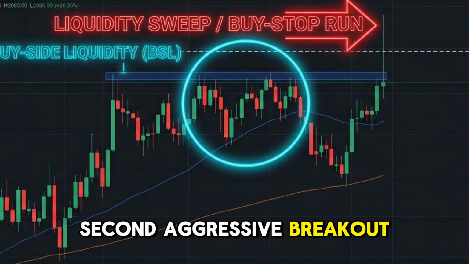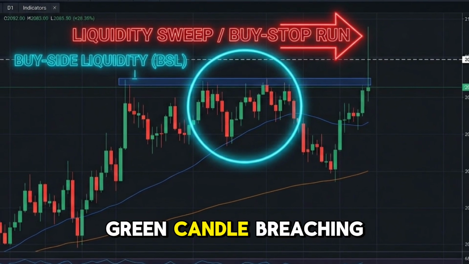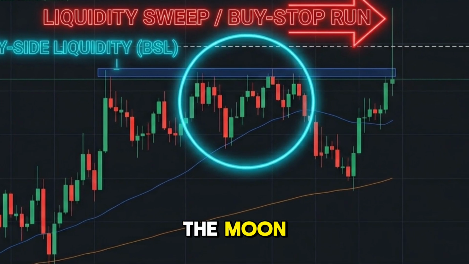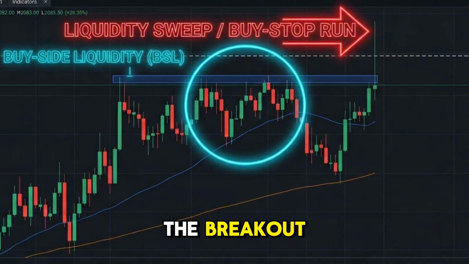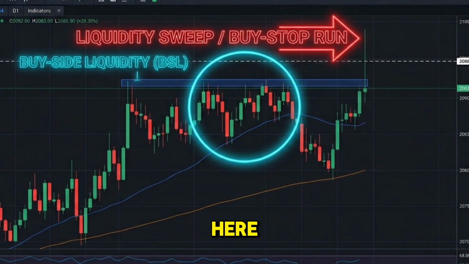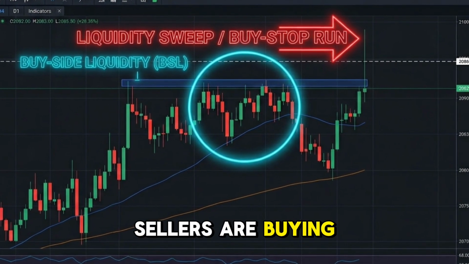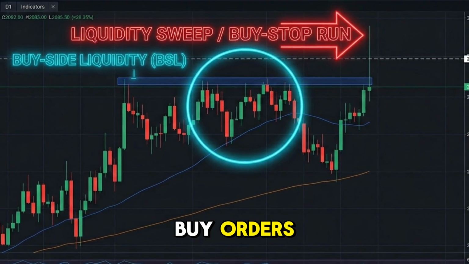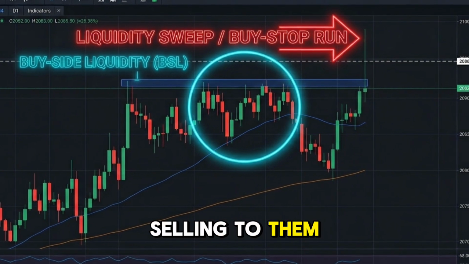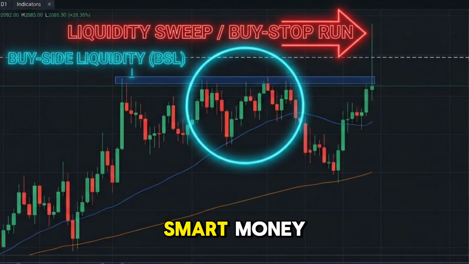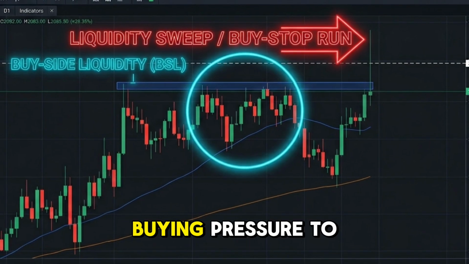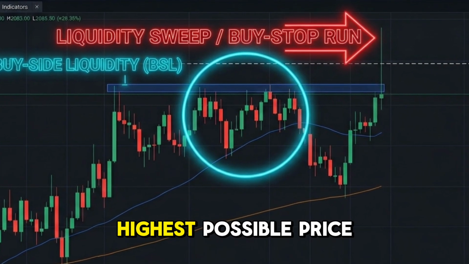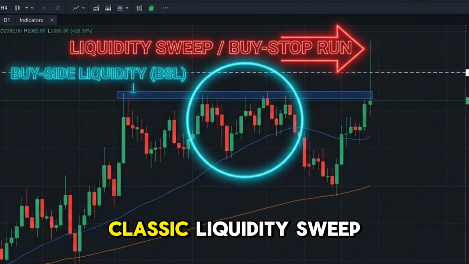Second, aggressive breakout traders see this massive green candle breaching the high and they think gold is breaking out. It's going to the moon. So they jump in and buy the breakout. Look closely at who is buying here. Stopped out sellers are buying, and FOMO breakout traders are buying. This creates a massive flood of buy orders. And who do you think is selling to them? The institutions. The smart money uses this heavy inflexive buying pressure to fill their massive sell blocks at the absolute highest possible price. This is a classic liquidity sweep.